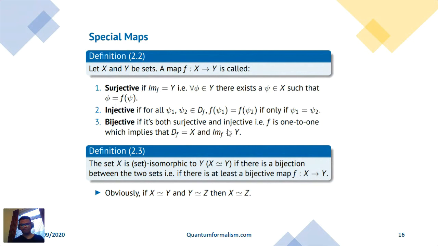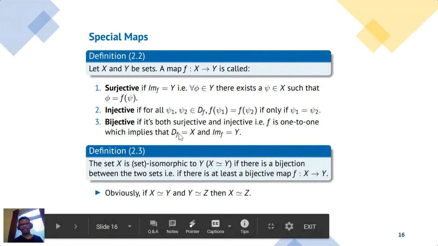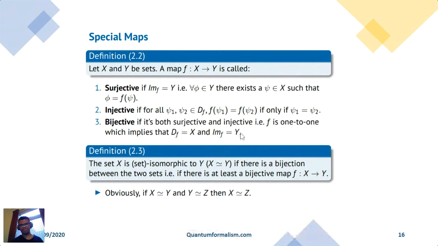It is injective if you have equality in the image only if the psi's are equal. And then we say it's bijective if it's both surjective and injective. This means that it's one-to-one, essentially. So for each element in X, you send one element into Y. In other words, this means the domain of F is the entire set X, and the image of the map F is the entire target Y.